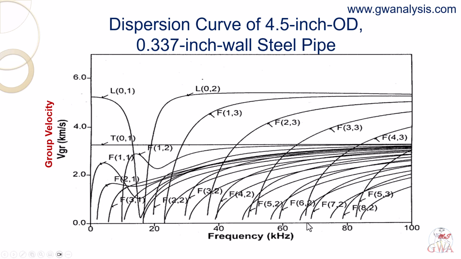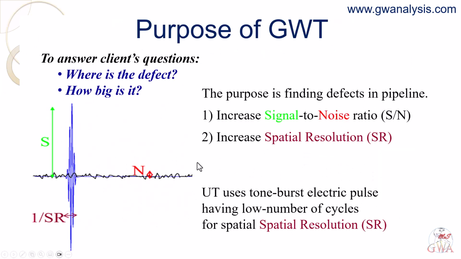For selecting one best wave mode, we have to know what our purpose of guided wave testing is. The purpose of guided wave testing is to answer the client's questions. Where is the defect and how big is it? To answer these questions, we need to find the defect in the pipeline. The two key things in finding a defect are, first, increasing signal-to-noise ratio, and second, increasing spatial resolution.